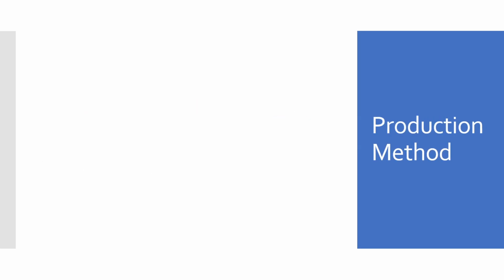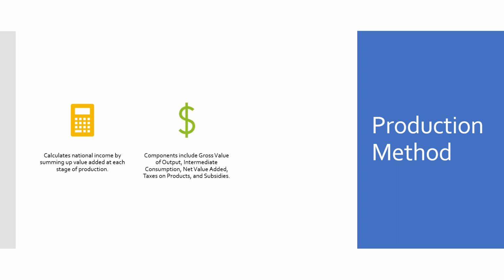Production method. The production method, also known as value added method, calculates national income by summing up the value added at each stage of production. Value added is the difference between the value of output and the value of intermediate consumption. The key components of the production method are gross value of output. This is the total value of goods and services produced by an industry. Intermediate consumption. It represents the values of goods and services used up in the production process. Net value added, calculated by subtracting intermediate consumption from the gross value of output.